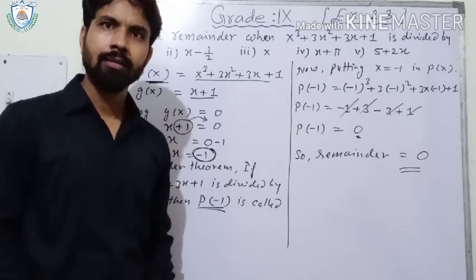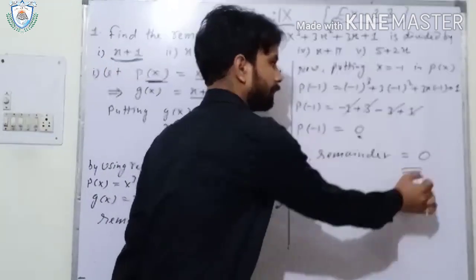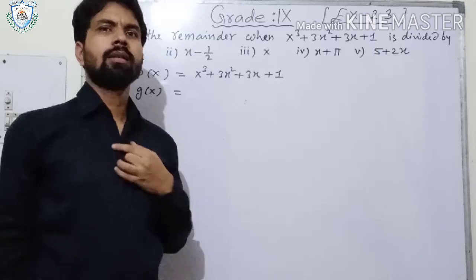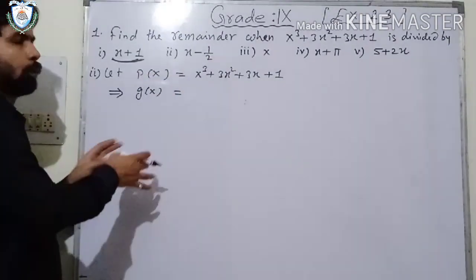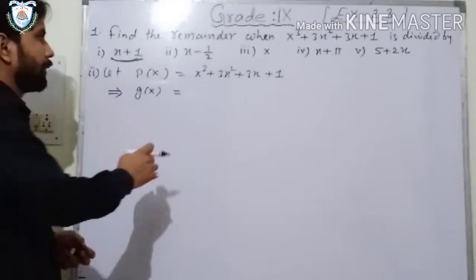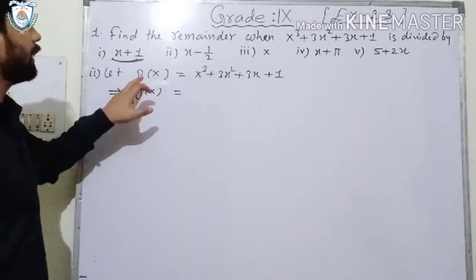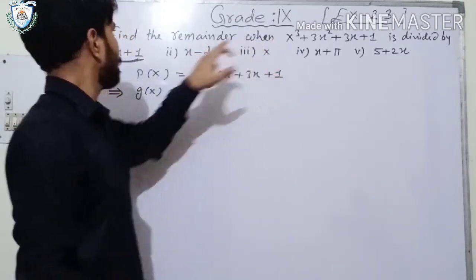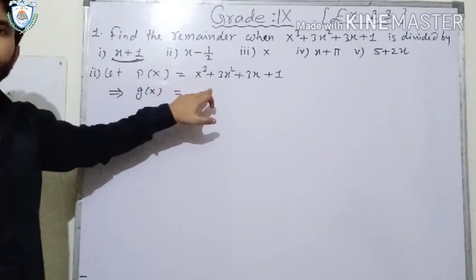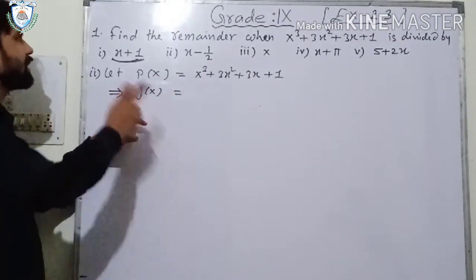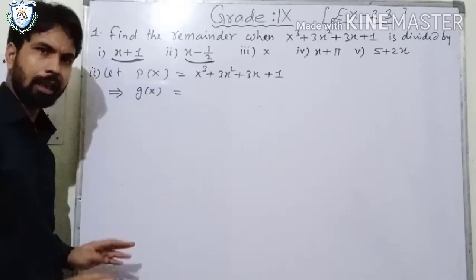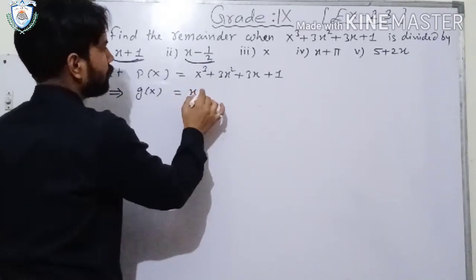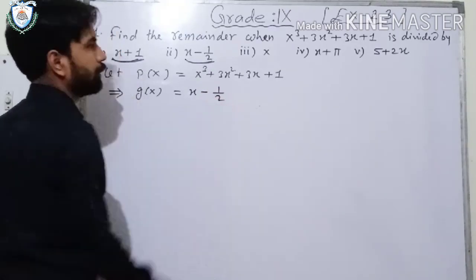Hope it is clear. Understood? Good. Okay students, now I am explaining the second part to you. The process will remain the same as the first part. First we will have to consider the given dividend as p of x. So p of x is this. Now for the second part, g of x is x minus 1 by 2. Clear? So g of x equals x minus 1 by 2.